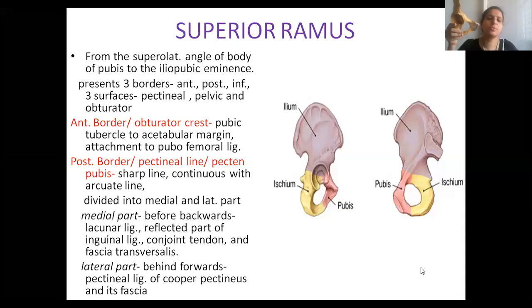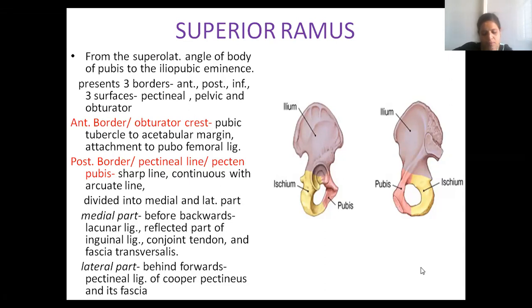See here. So of course we have the various borders and surfaces. We have the anterior border, posterior border, inferior border. Then we have the pectineal surface, the pelvic surface and the obturator surface. This anterior border is also called the obturator crest. I told you lower down it is coming like this, in continuation with the pubic tubercle, to the acetabular margin. Exactly what I have shown you, this yellow thing, the whole thing like this.